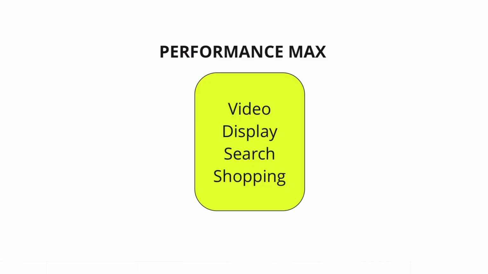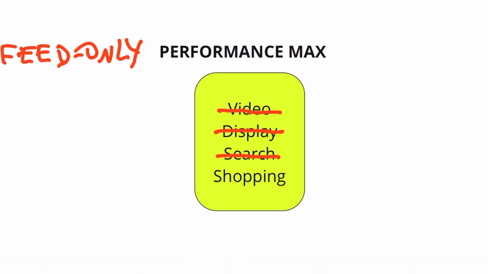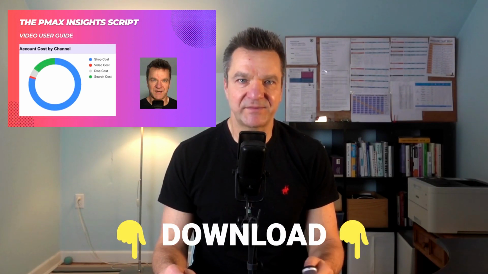Shopping-only Performance Max. The shopping-only or feed-only Performance Max campaign is a special Pmax configuration that tries to make Google show mostly shopping ads. While this can be done, it's not an official Google feature and can be tricky to set up. I explain different ways to do this in my other videos, with links in the description. Using shopping-only Pmax might seem like a good idea, but there are some important downsides to consider.